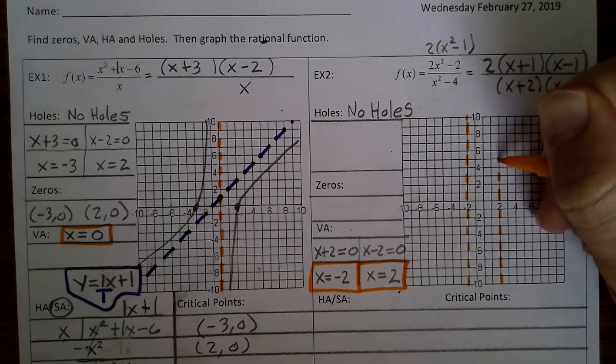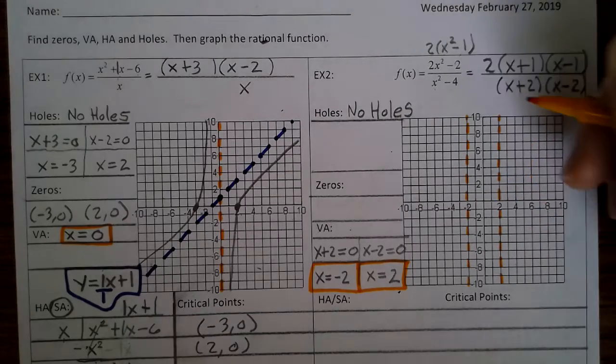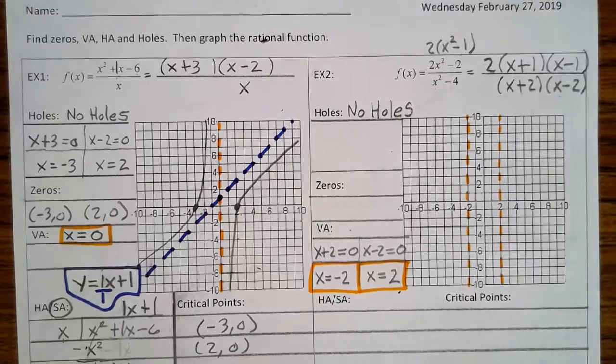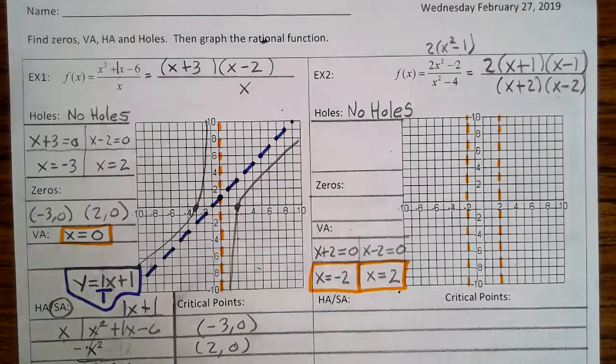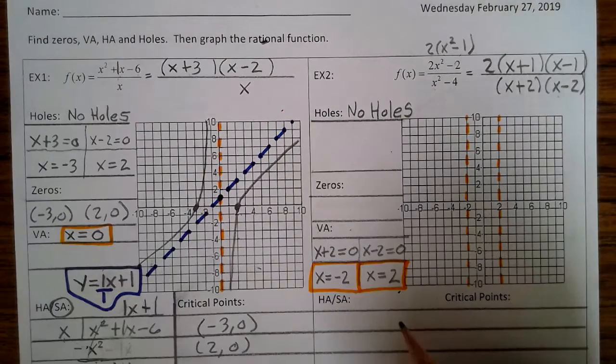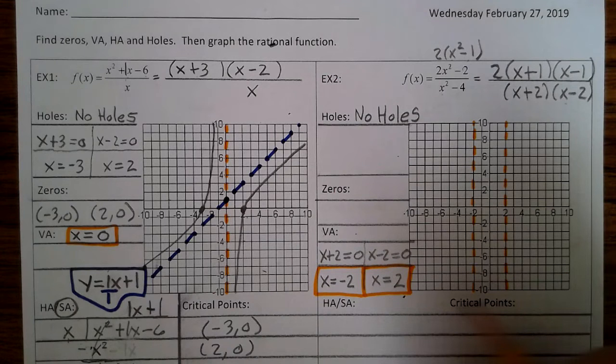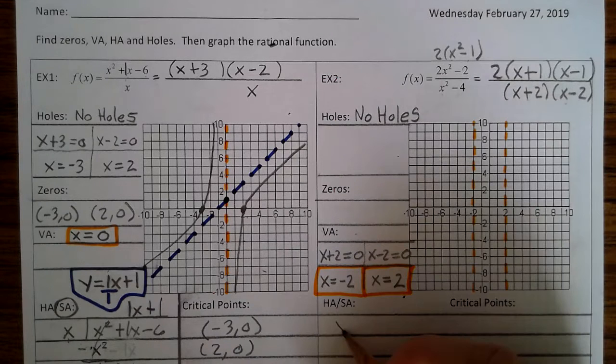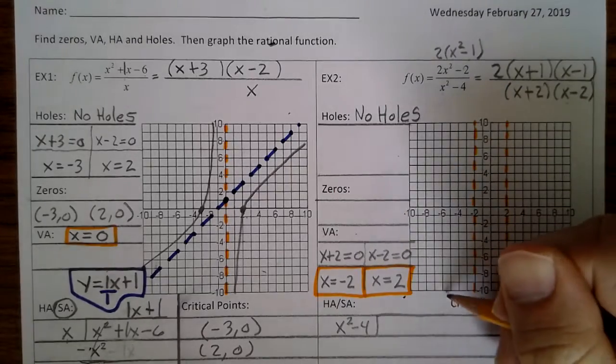Okay, next step is we're going to find the horizontal asymptote or slant asymptote. So we're going to divide x squared into 2x squared minus 2.